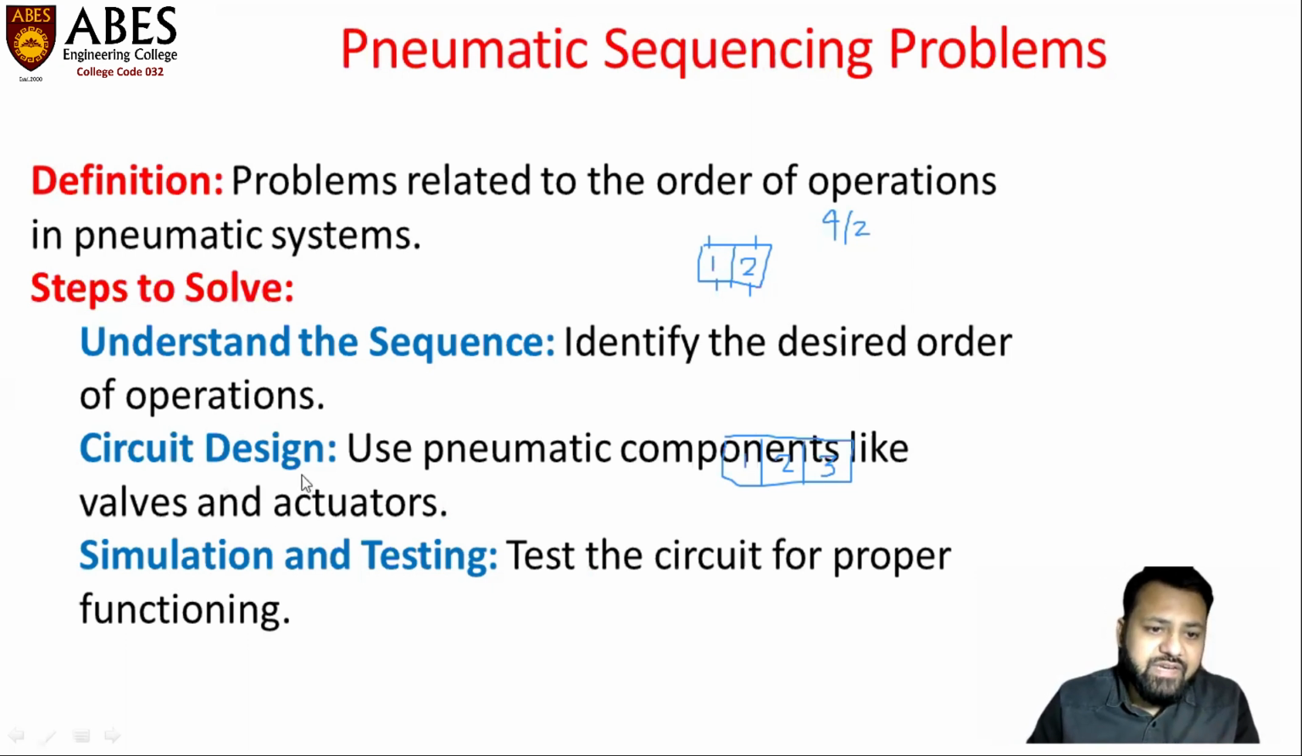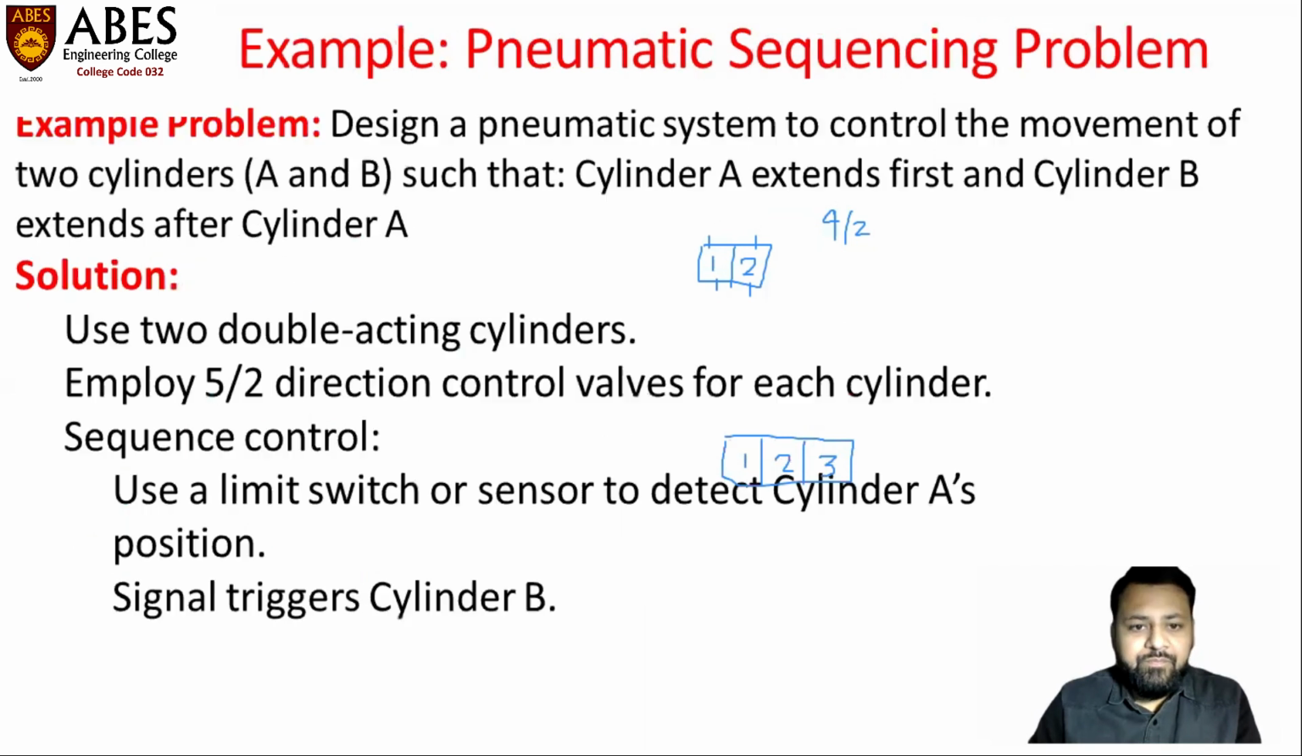The second step is the circuit design. We have to use pneumatic components like valves, actuators, and other things to design a circuit on which our actuation system will work. Finally, we have to do the simulation and testing to check whether our actuation system will work properly or not.